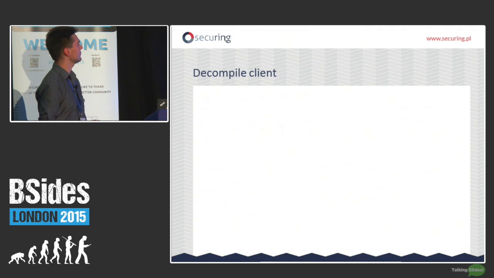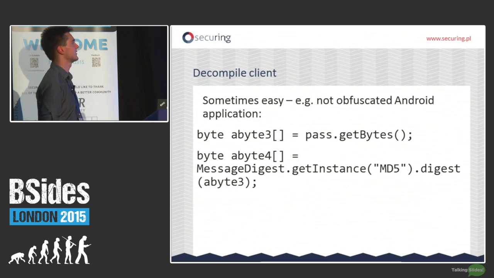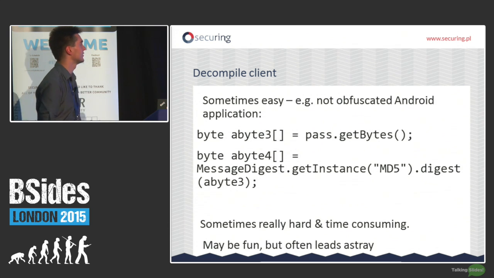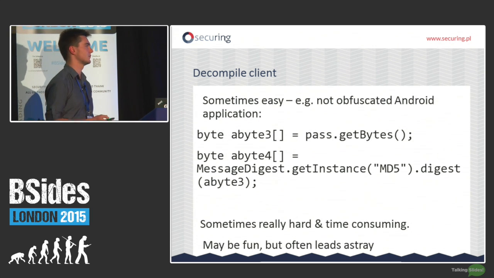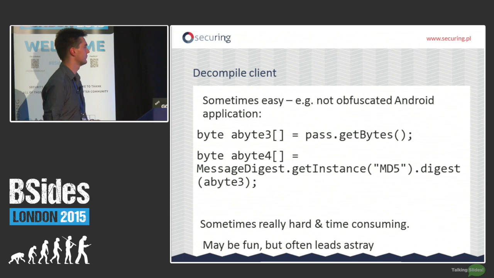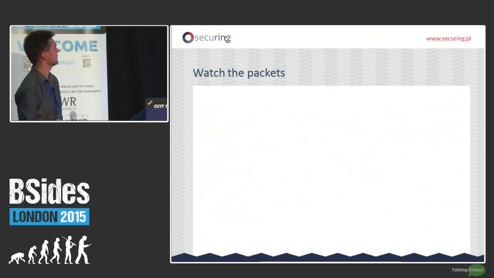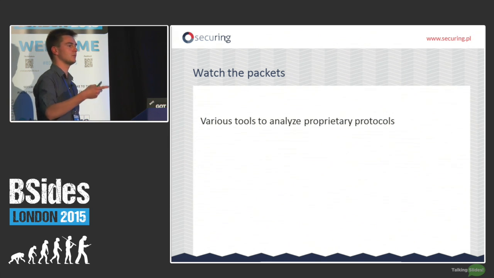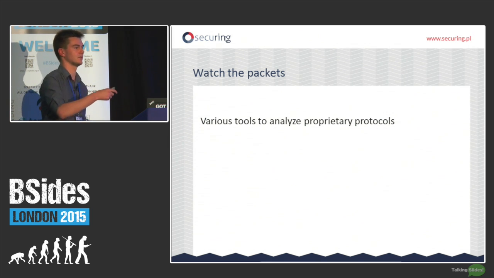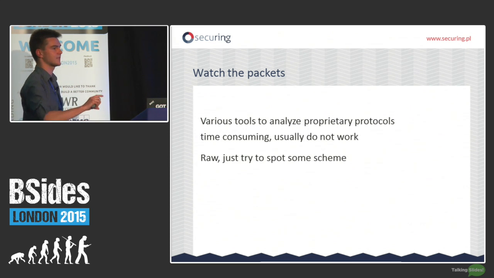Okay. So, of course, you could decompile the client. If it's an Android application without obfuscation, it's very easy, right? Or a .NET application. But sometimes it can be really time-consuming, and the time spent on that is not really well used, right? So our approach to testing these protocols is actually watching the raw packets and trying to think what developers could write about this solution that it looks like this on the cable. Well, try to spot some scheme.